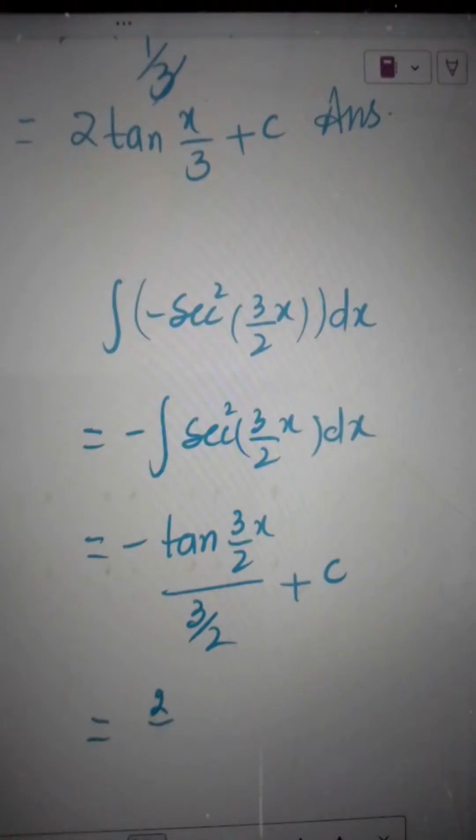So minus 2 by 3 tan 3 by 2x plus c. So this is an indefinite integral. Another indefinite integral example. So if you have the prior knowledge of differentiation, you can easily understand how this is integrated.